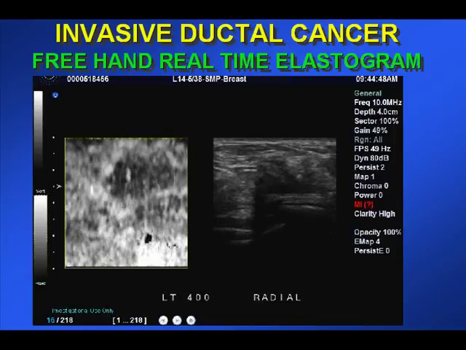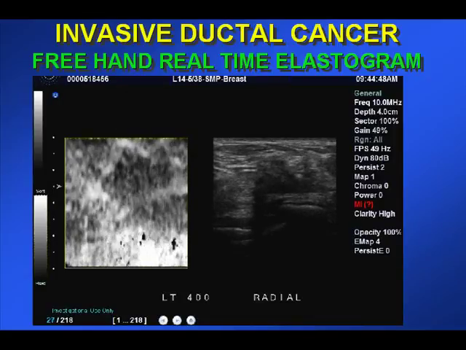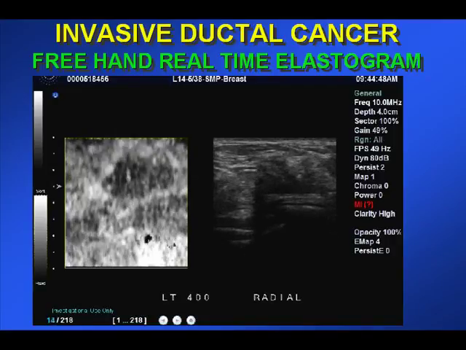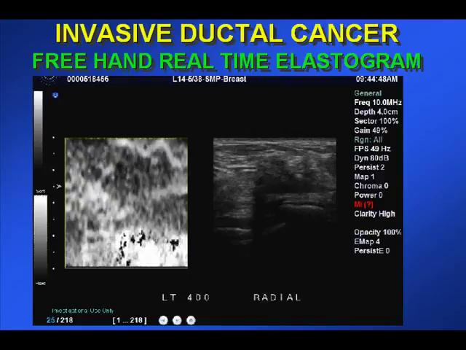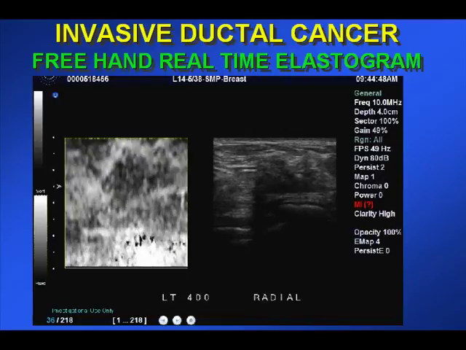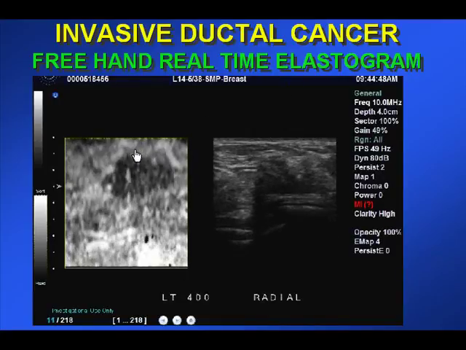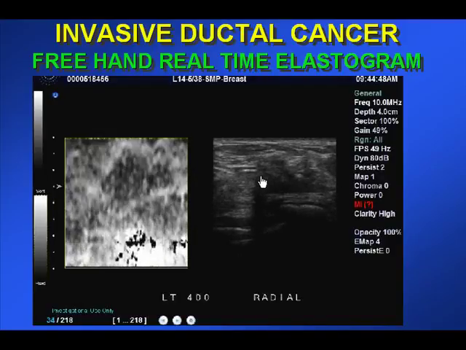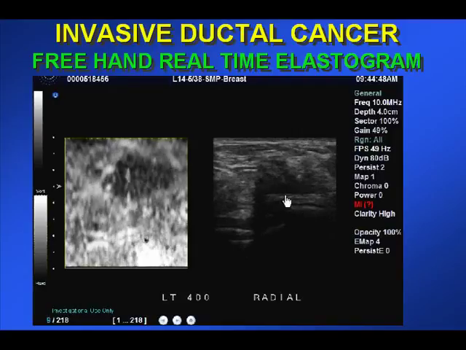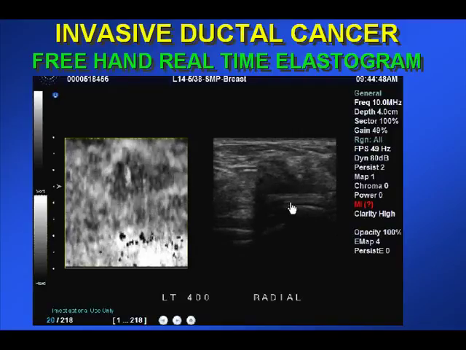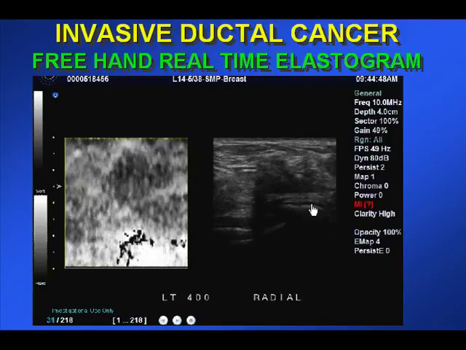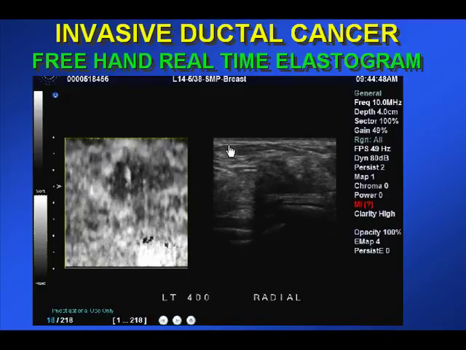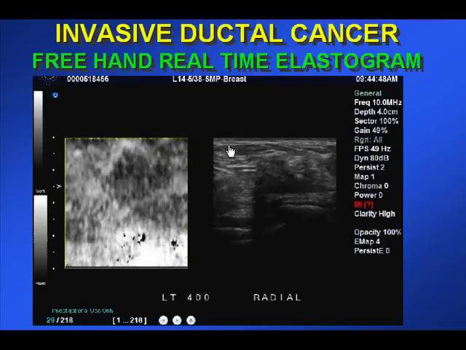This is a more recent elastogram of an invasive intraductal carcinoma. You can see the irregular, sizable dark mass in the left-hand image, shown right here, and the cancer on the sonogram right here. Now, this cancer is not a real diagnostic issue. It's pretty obvious from the sonogram that it's a cancer, but there are other situations where the elastogram can provide significant increased specificity.